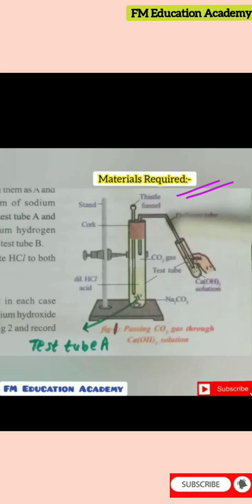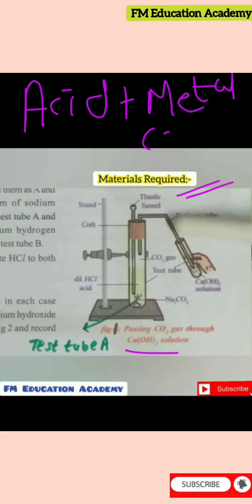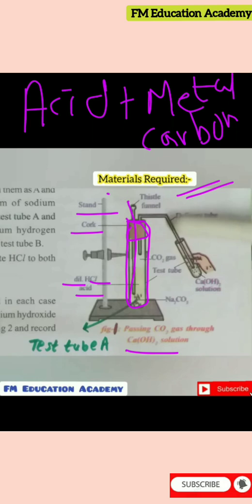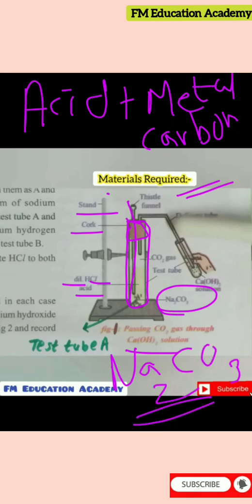See, these are the materials required. Whenever acid reacts with metal carbonate, we require these materials. You should write like this. First of all, we require a stand. We require a cork. This is called a cork. We require a thistle funnel. Then we require a test tube. For acid, we require dilute hydrochloric acid, that is HCl. And for metal carbonate, we require Na2CO3, that is called sodium carbonate. So these are the materials required for performing the activity of acid with metal carbonate: stand, cork, dilute hydrochloric acid, test tube and sodium carbonate.